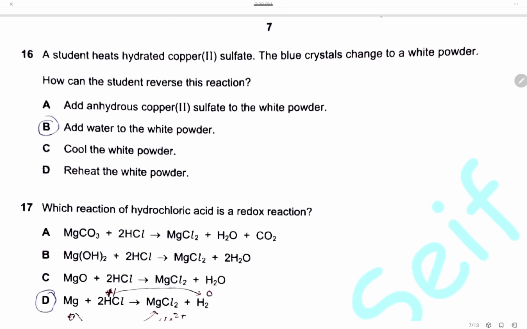Question 16. A student heats hydrated copper sulfate and the blue crystals change to white powder. How can the student reverse the reaction? We know that anhydrous copper sulfate, which is white, can be converted again to blue by adding water to the white powder, so the answer will be B.